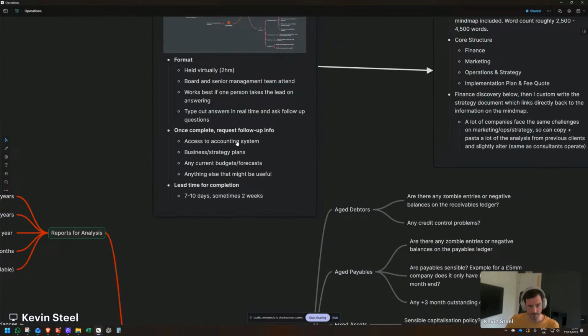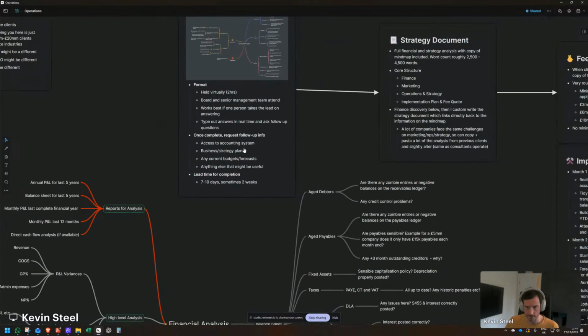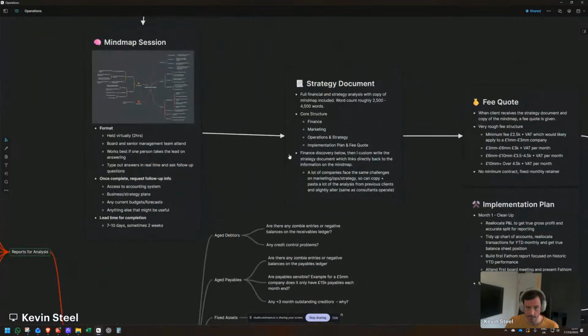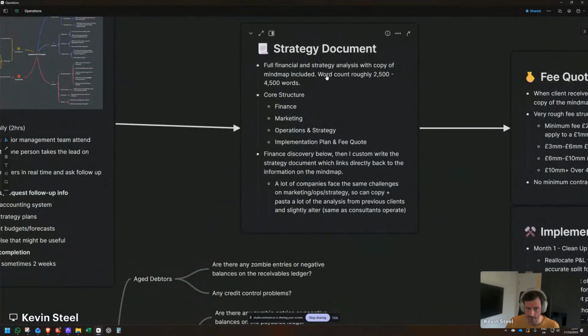Then I will also ask if they can send over any current business plans they have, any current budgets, forecasts they might have in Excel, any corporate communication documents, any internal presentations, basically anything that might be useful for me to write a strategy document. And once I have all that information, the output is a full financial and strategy analysis with a copy of the completed mind map included.